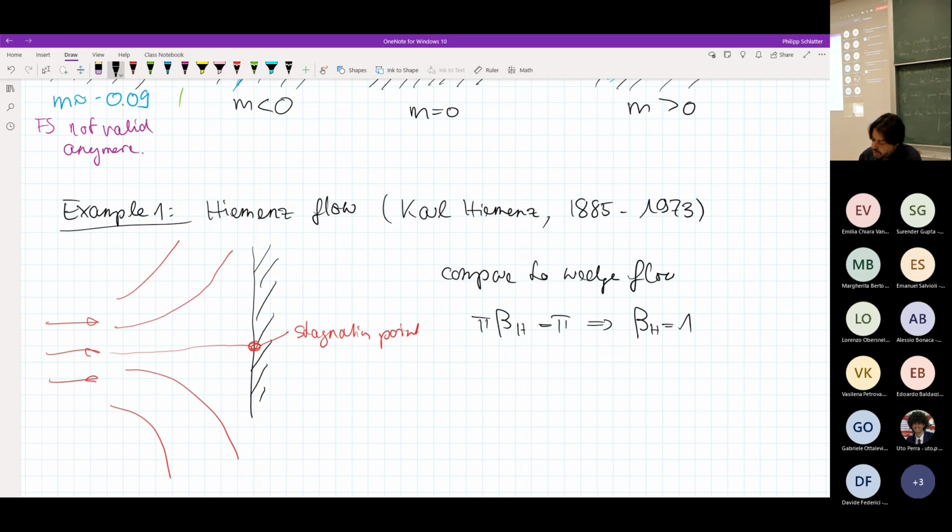Now of course, if you know that beta_h is 1, we also know that this is 2m divided by m plus 1, as we derived before. And that means that m is 1 and a is 0. So just by knowing beta_h, we can calculate m and a based on the formulas that we had above.